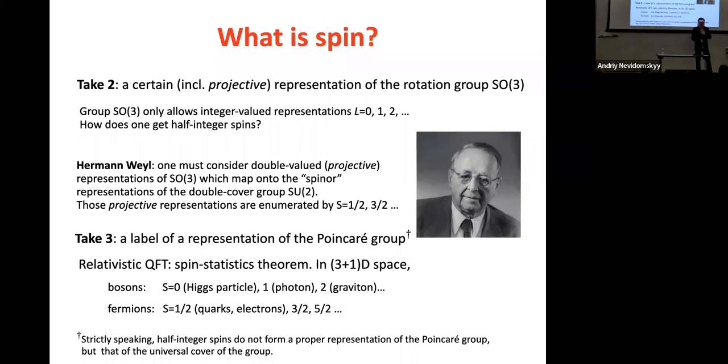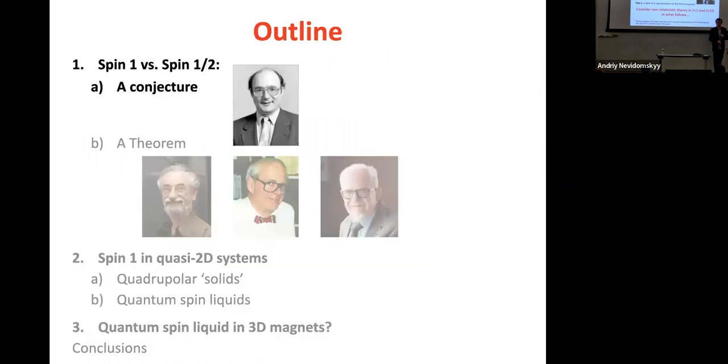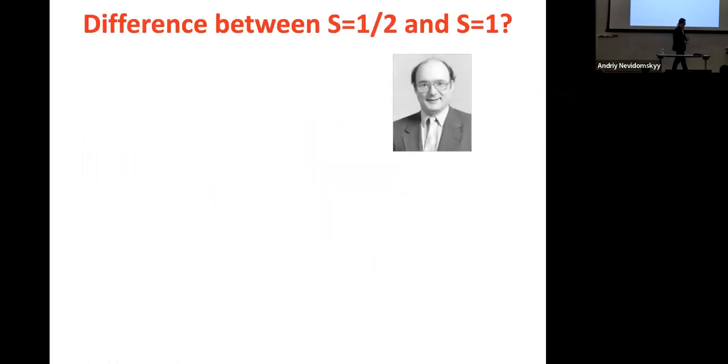Let me say that for the rest of the talk, I'll happily set the speed of light to infinity. I'm never going to worry about Lorentz invariance and none of that, okay? And nevertheless, I'll claim that there is still an important difference between spin half and spin one, and that's what this talk is about. And to proceed, I'll tell you first about the conjecture, and I'll tell you about the theorems, and then I'll tell you about various spin solids and spin liquids for those spin half and spin one magnets.